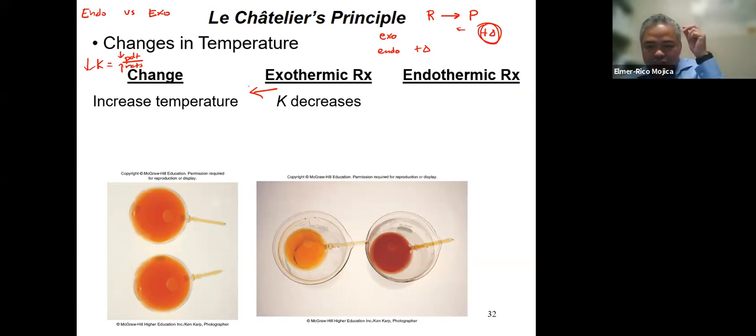To those who still don't get it. Since you have more heat there, that means we have more products. So the one that is favored is the backward reaction. And since the backward reaction is favored, that means you're going to have less products and more reactants, resulting in a decrease in the K value. Does that make sense?